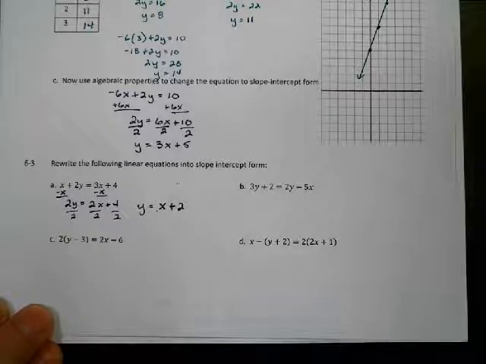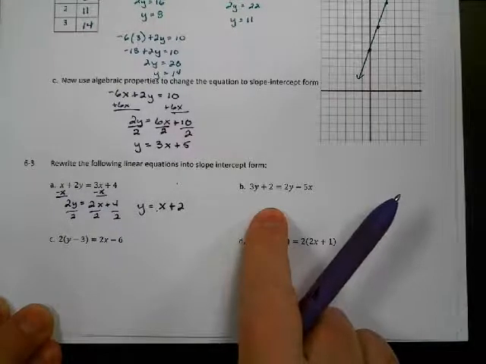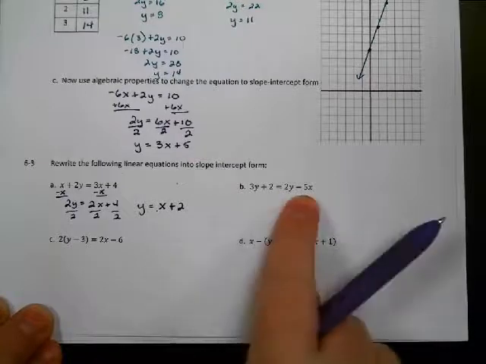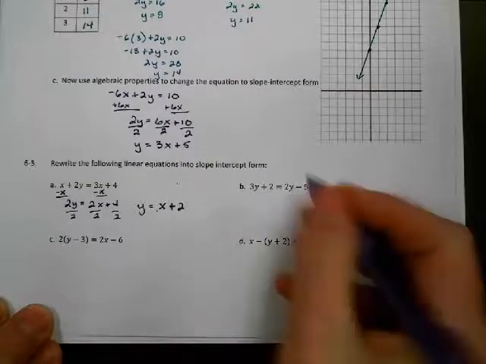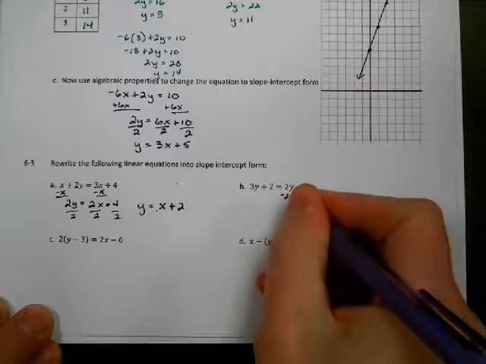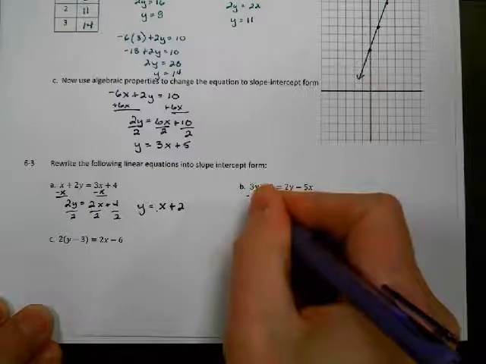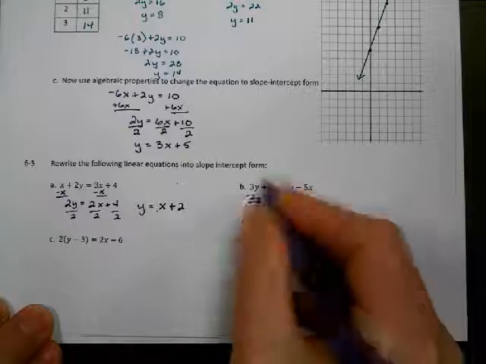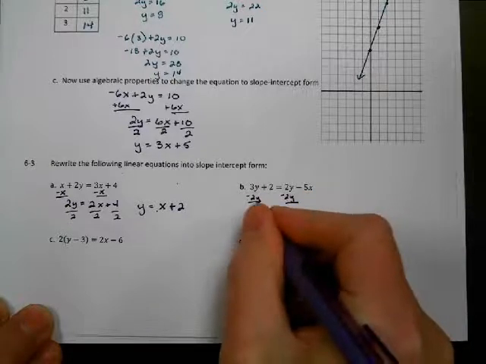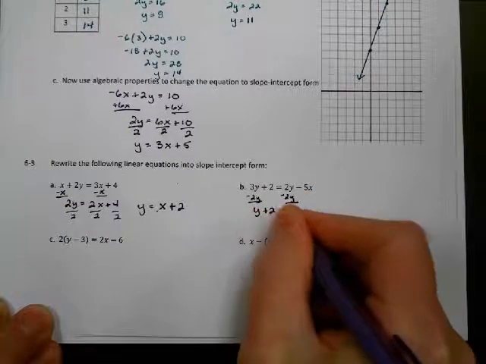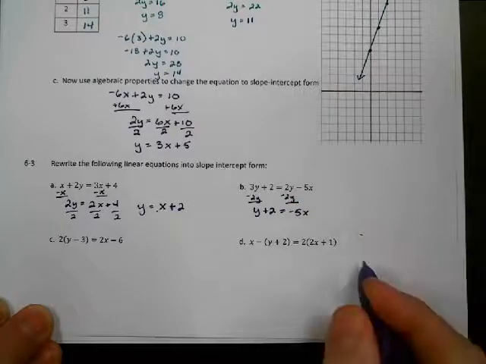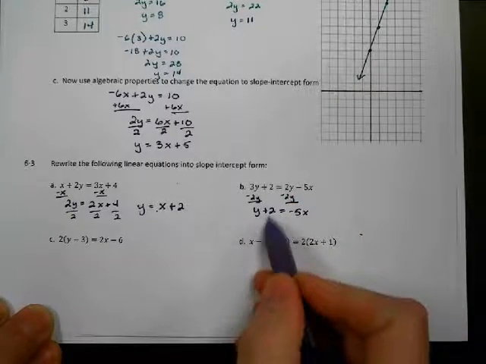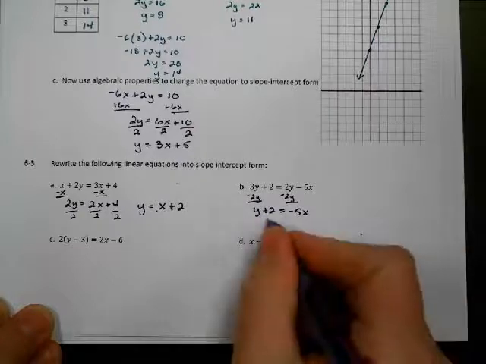All right, next one. We've got y's on both sides. So I want to combine the y's onto the same side. So I'm going to subtract 2y from this side and subtract 2y from this side. Okay, so on this side, I now have y plus 2 equals negative 5x. Okay, I have an isolated y. It still has a positive 2 over there, so I'm going to subtract 2 from both sides.